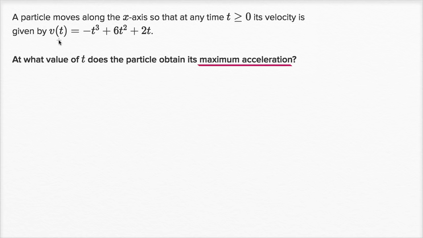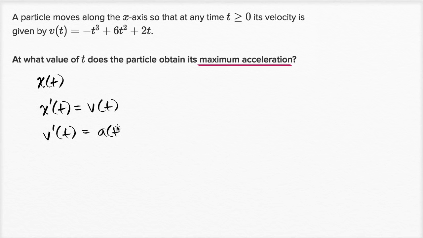So let's just review what they gave us. They gave us velocity as a function of time. So let's just remind ourselves. If we have, let's say, x of t is position as a function of time, then if we were to take the derivative of that, x prime of t, well, that's going to be the rate of change of position with respect to time, or the velocity as a function of time. And if we were to take the derivative of our velocity, then that's going to be the rate of change of velocity with respect to time. Well, that's going to be acceleration as a function of time.